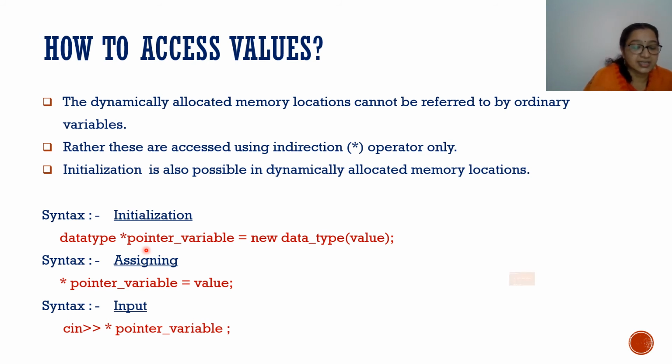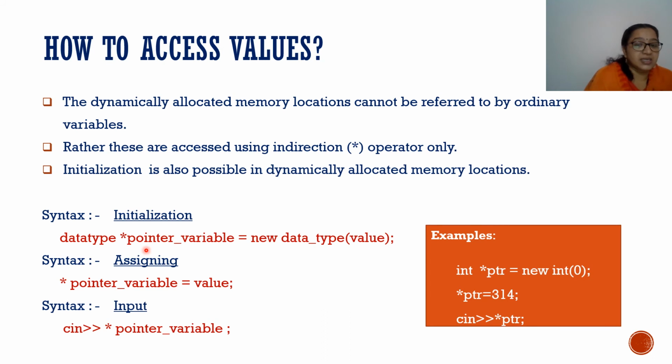Clear? See the examples. int star ptr. It's a pointer variable and its data type is int, so it can hold the int data type. It is equal to new int, and in the brackets I put 0. The meaning is that one blank cell is there, we initialize 0 inside it, and the pointer is pointing to that cell. There is no name for that cell.